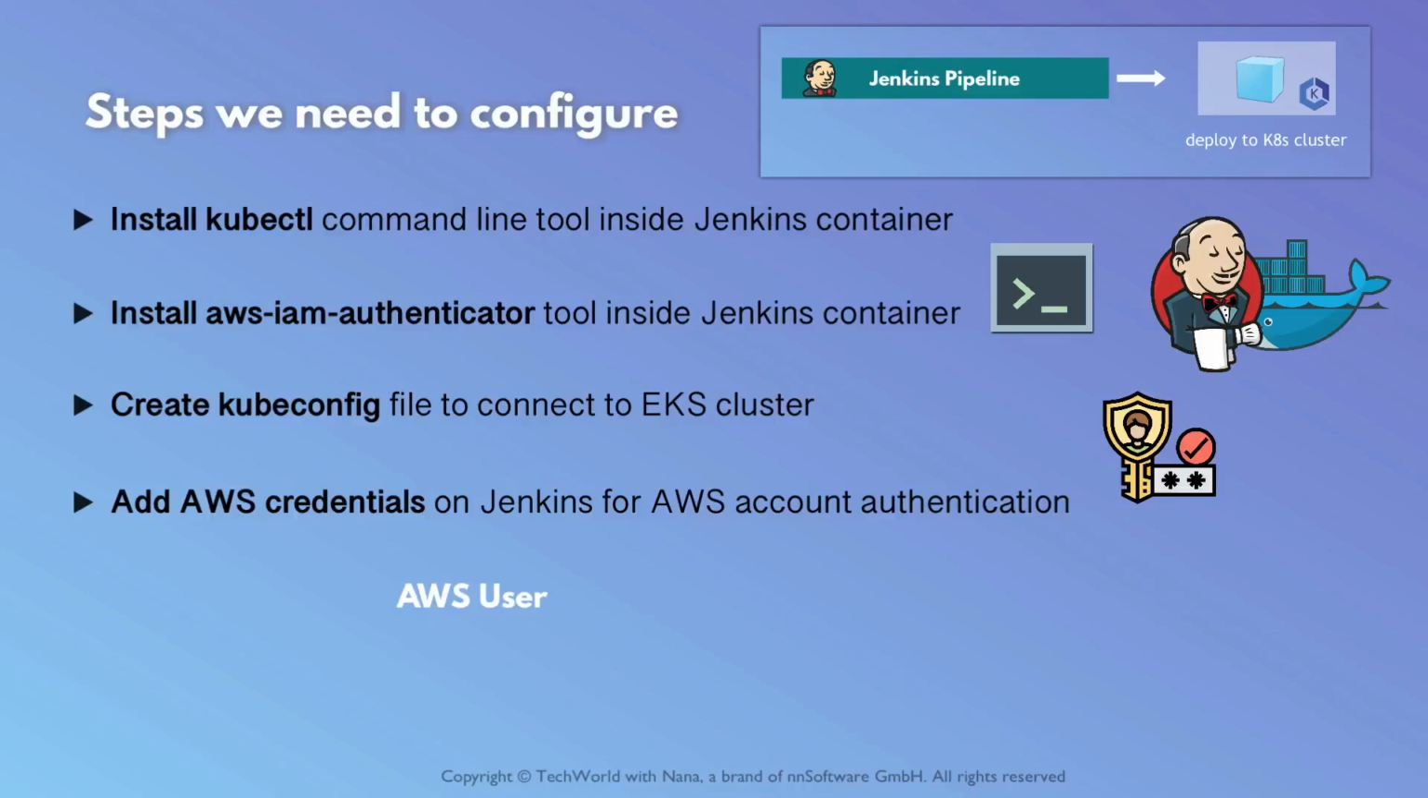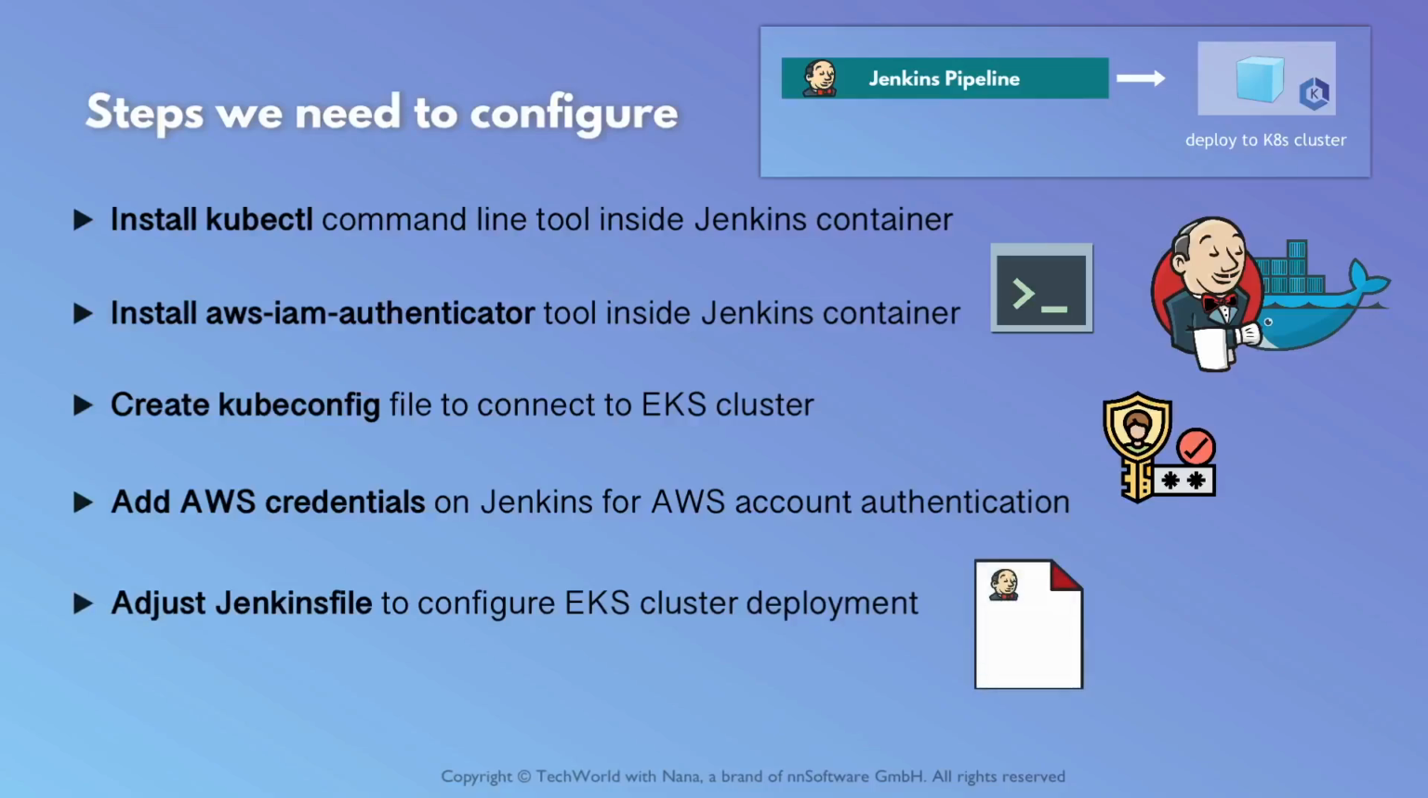So we need basically a bunch of configuration just to be able to authenticate with AWS and the cluster running inside there. And once we are done configuring all this, we're gonna, as a final step, basically just adjust Jenkins file and execute kubectl command from inside there. So let's get started.